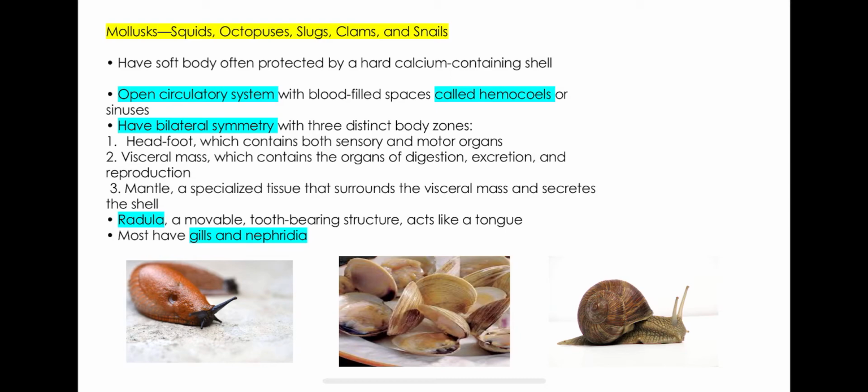My dear students, as a completion of talking about the 9 phyla in animals, we're going to talk about mollusks. Mollusks like squids, octopus, slug, clam, and snail. What are the general features in mollusks? Number one, they have soft bodies. Look, their body is soft.